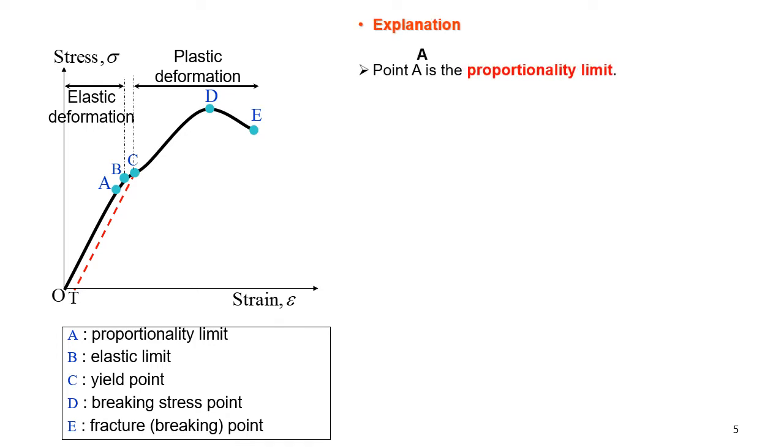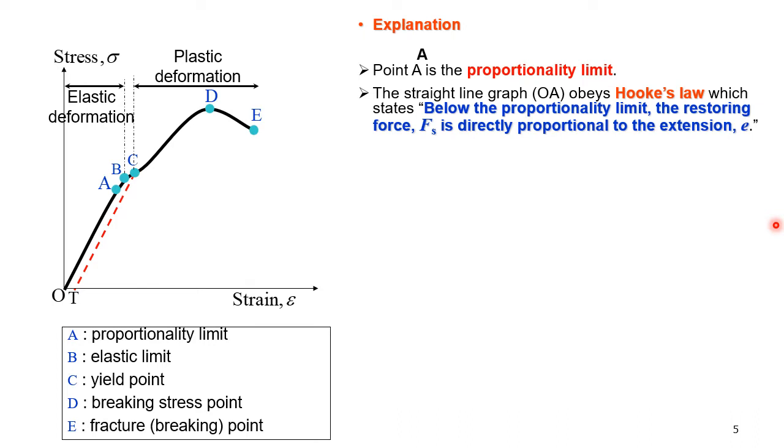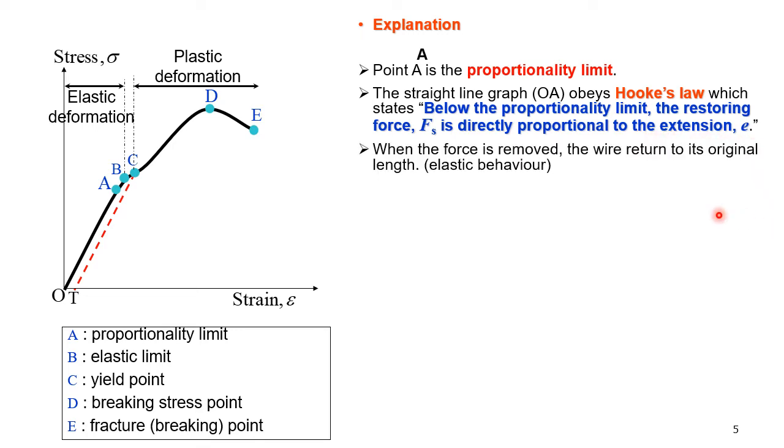So A is the proportionality limit. Okay, this is point A. Point A is the proportionality limit. The straight line graph O to A obeys Hooke's law, which states below the proportionality limit, the restoring force F is directly proportional to the extension E. When the force is removed, the wire returns to its original length. This is called elastic behavior.